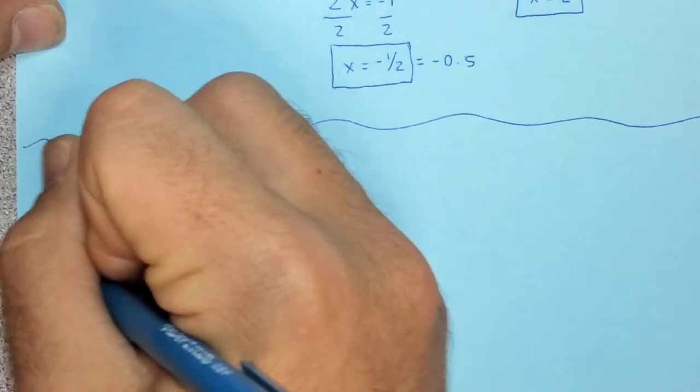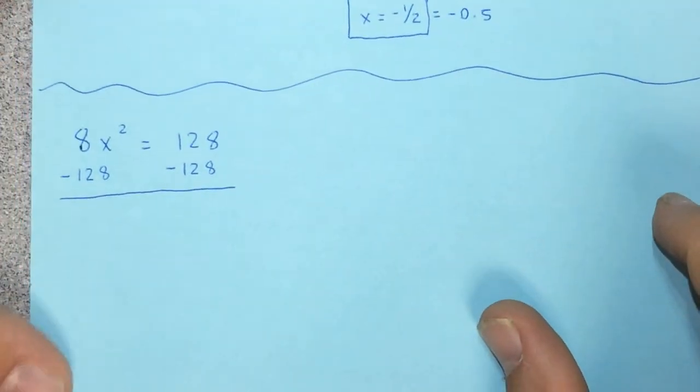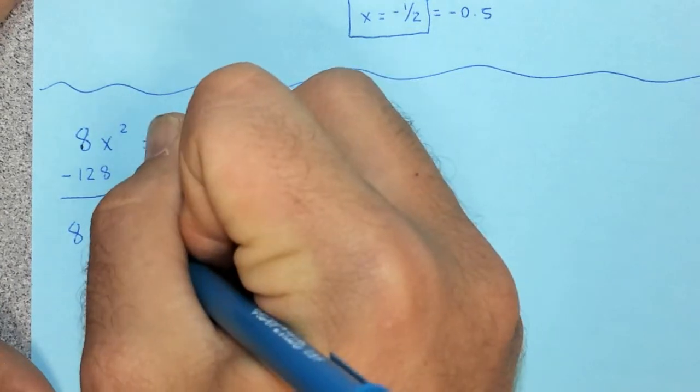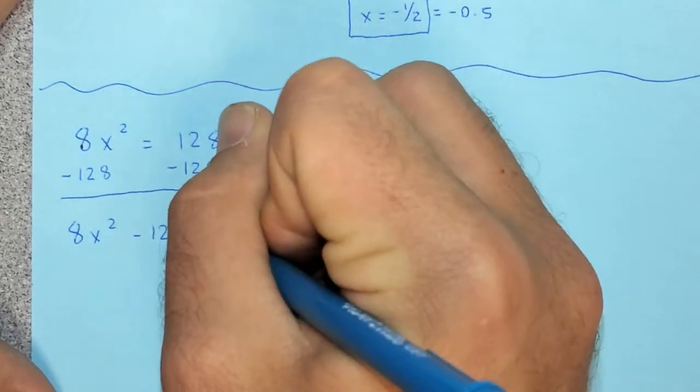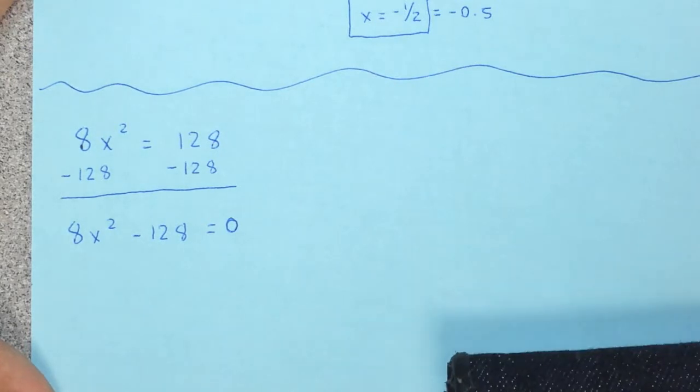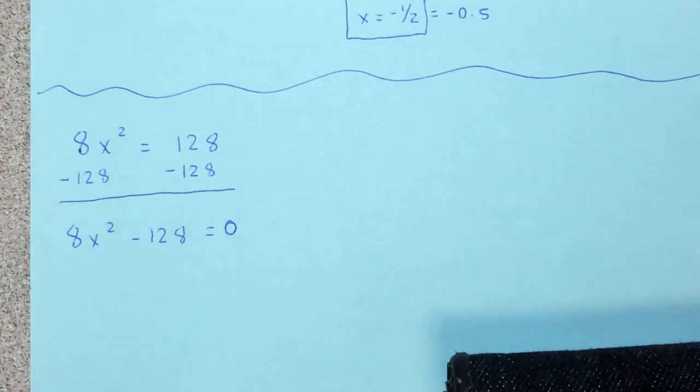128. So I am left with 8x squared minus 128 is equal to 0. Now I also see I have a GCF. I can factor out that GCF. 8 and 128 are divisible by 8.